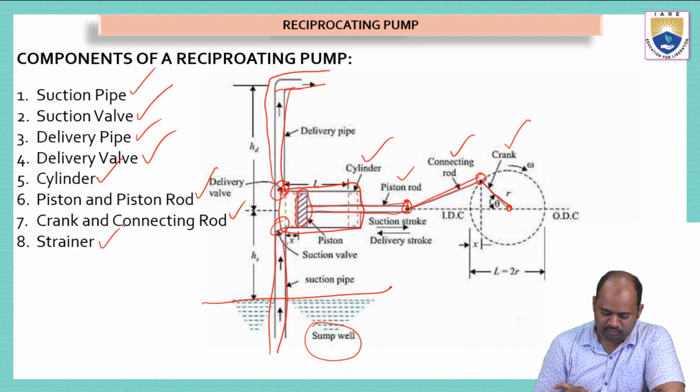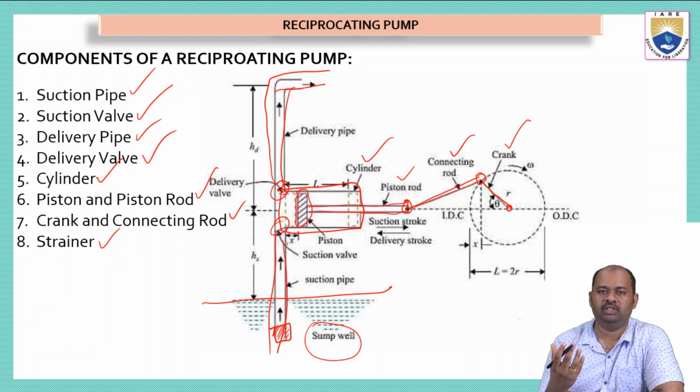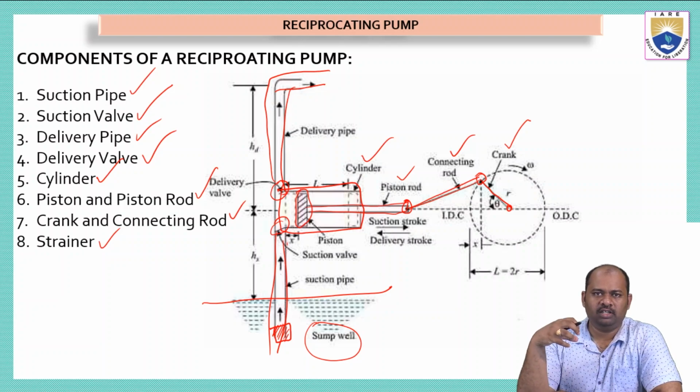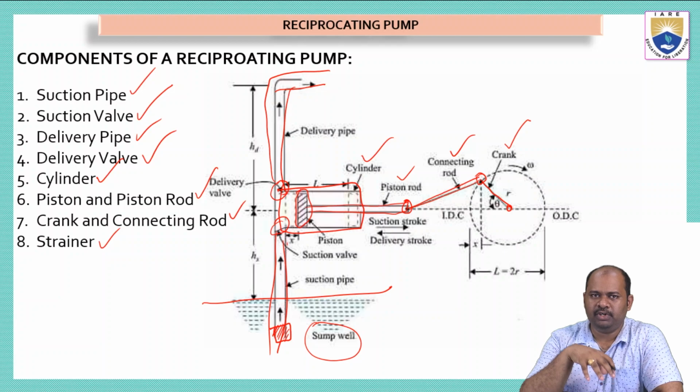And we have the strainer. Strainer is nothing but a filter that is attached to the suction pipe, where it will filter the water that is entering into the cylinder. Okay, because when we want to remove water from very deep wells or lakes, they may contain sand particles or stones, etc. When these particles enter into the cylinder of the reciprocating pump, they may cause damage to the internal parts. So that is why we attach a strainer. This strainer will stop the foreign particles entering into the reciprocating pump, except water.